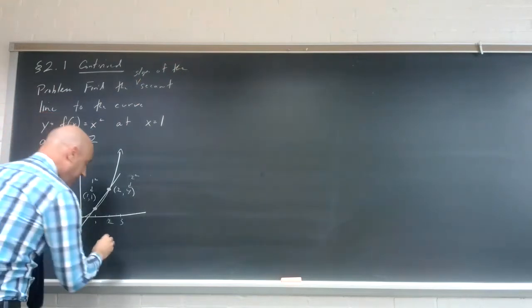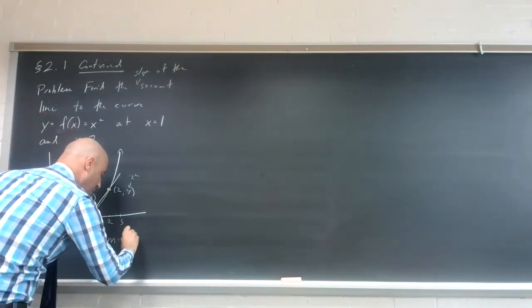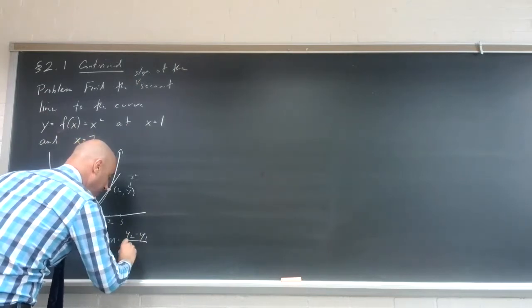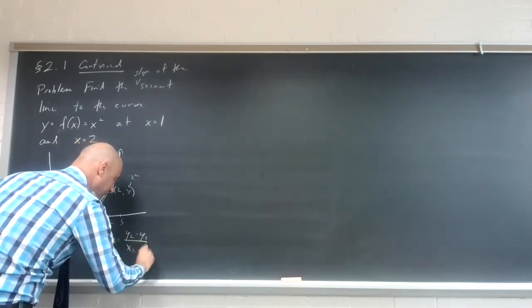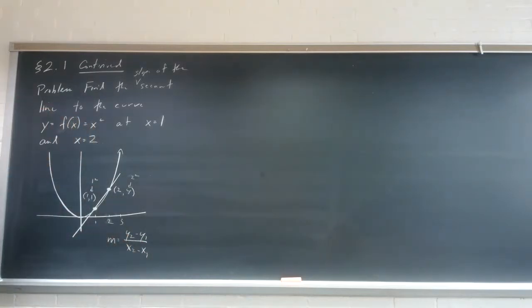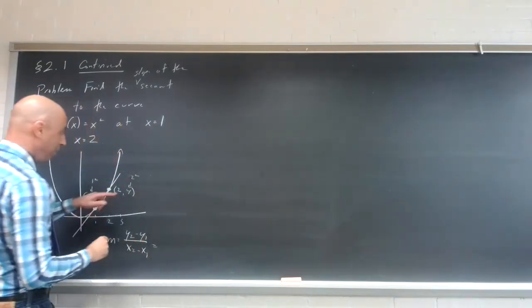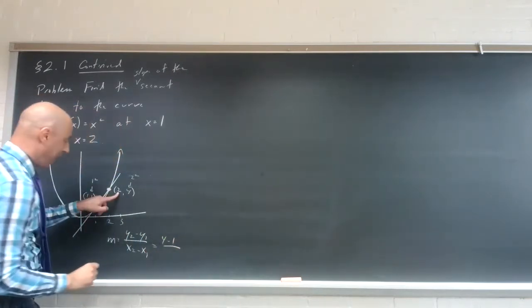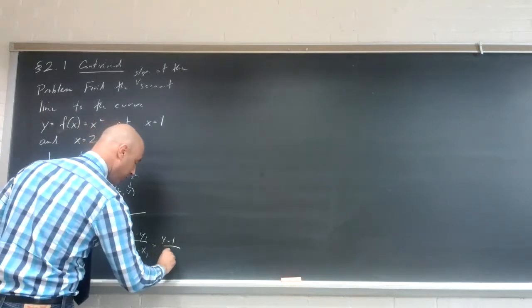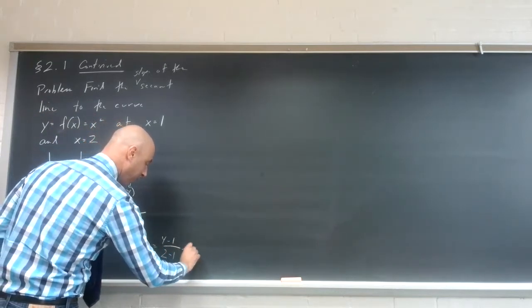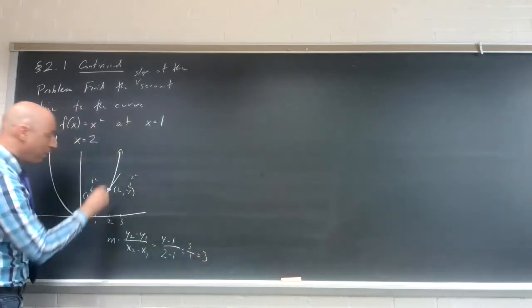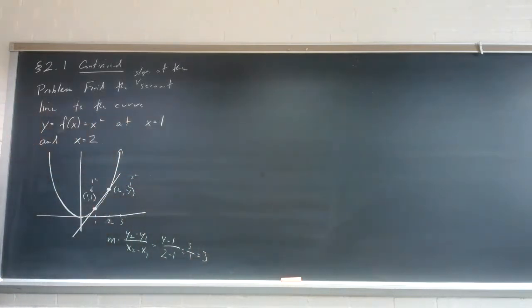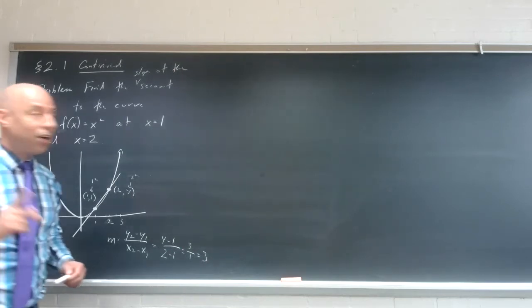So we did this again in class. The slope is y2 minus y1 over x2 minus x1. Remember, the y's always go on the top. So in this case, we have 4 minus 1 all over 2 minus 1. That's 3 over 1, which is 3. The slope of this line is 3. Easy. Didn't need calculus to do that, didn't need anything with limits. Let's take a look at a harder problem.